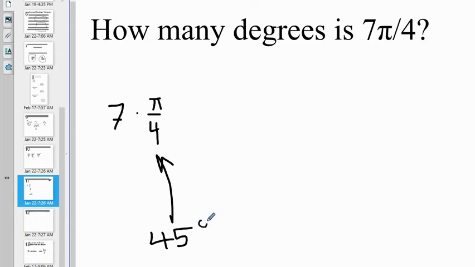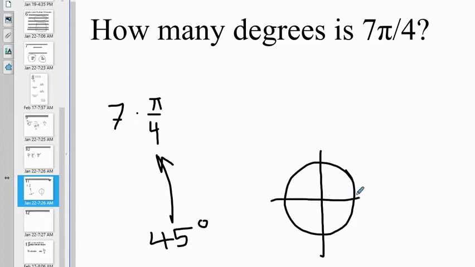And so when I see 7 pi over 4, honestly, I'm thinking about the unit circle. I'm rotating by 45 degrees once, twice, 3 times, 4, 5, 6, 7 times, and there we go. I've got this angle over here that's either 45 degrees more than 270 degrees or 45 degrees less than 360 degrees. That must be the same thing as 315 degrees.